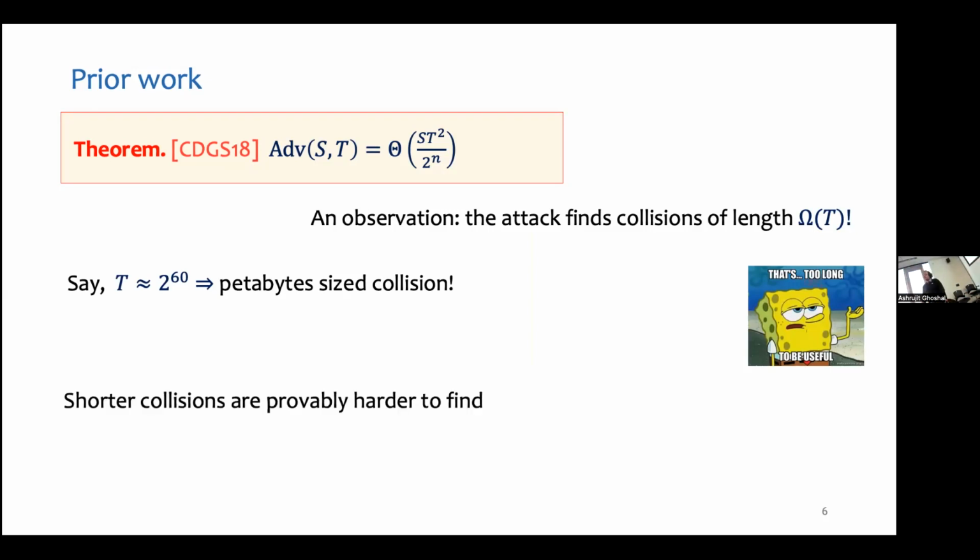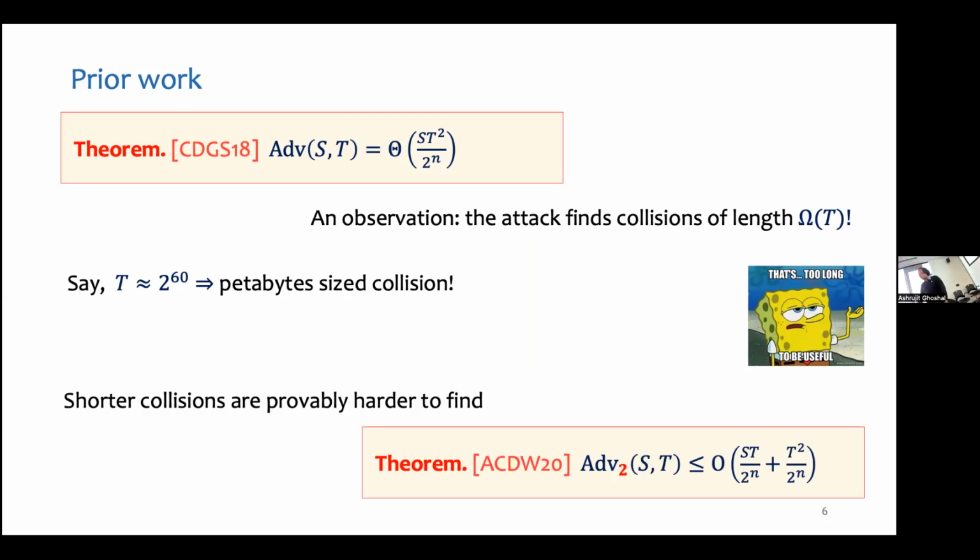Further, one can actually prove that finding shorter collisions is harder. This was done in a work by Akshima et al., who showed that 2-block collisions are strictly harder to find compared to arbitrary length ones. Here, the 2 in the subscript denotes the advantage of an adversary in finding 2-block collisions. What I mean by a 2-block collision is that the messages output by an adversary are both at most 2 blocks long.